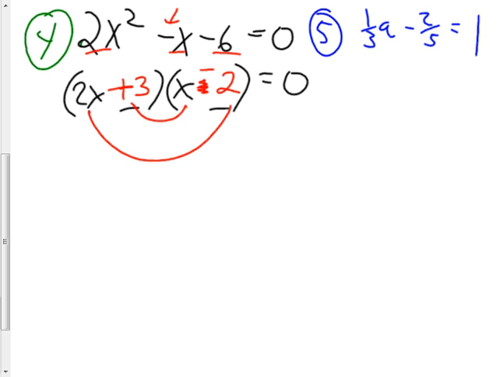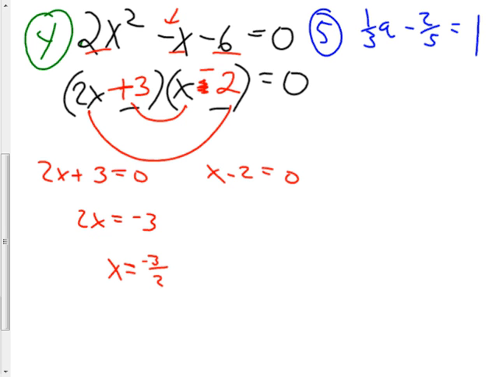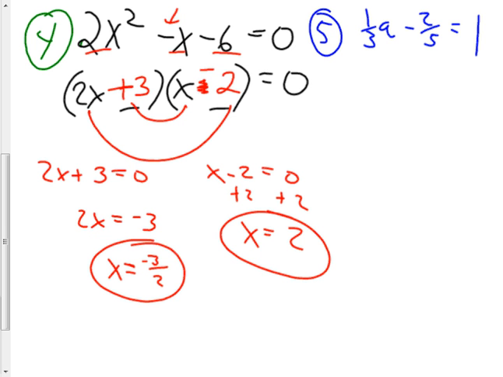There. How many of you factored it right? Good. Then 2x plus 3 equals 0, and x minus 2 equals 0. And then I subtract 3. 2x equals negative 3. x equals negative 3 halves. And over here, add 2, x equals 2. 2 and negative 3 halves.